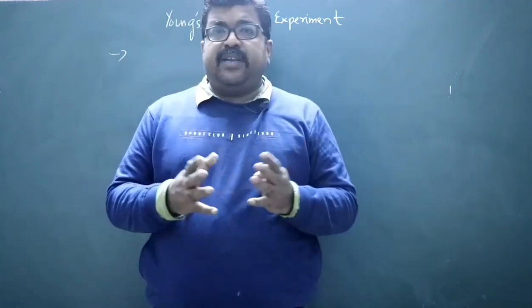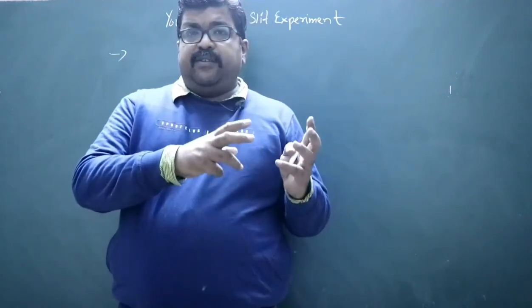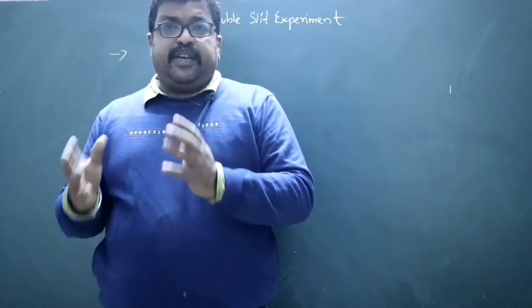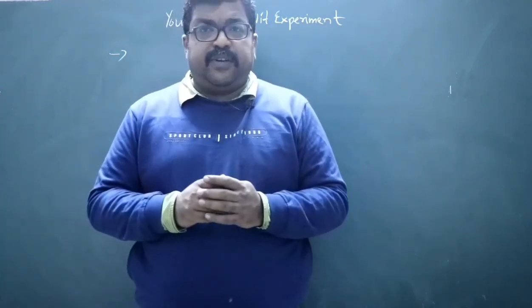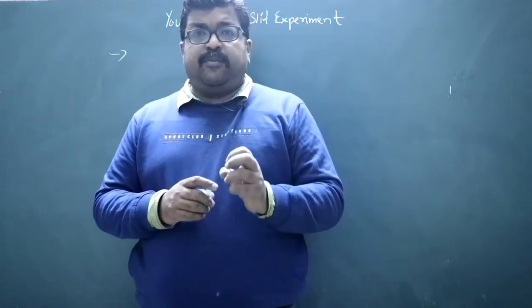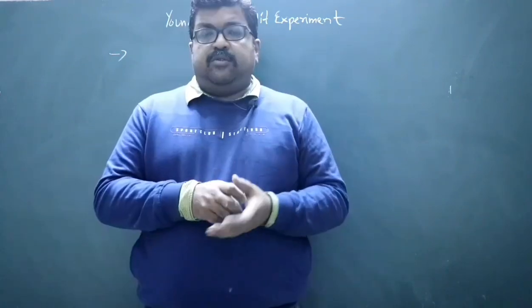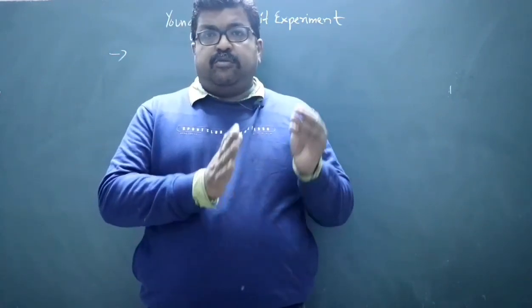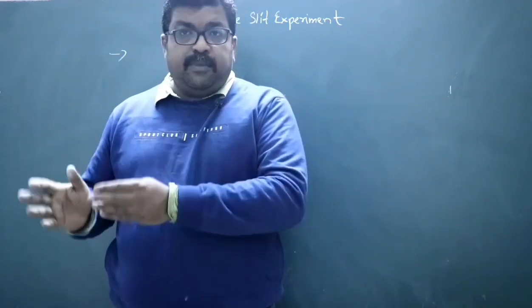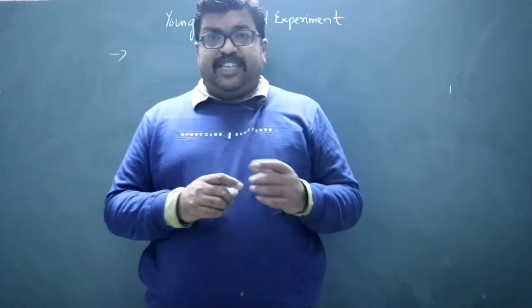So interference is defined as the phenomenon of superposition of light waves from two coherent sources leading to redistribution of energy. Now this entire Young's double slit experiment is based on the phenomenon of interference, constructive interference and destructive interference. Constructive interference corresponds to maximum intensity, destructive interference corresponds to minimum intensity. So now let's proceed with the experiment.